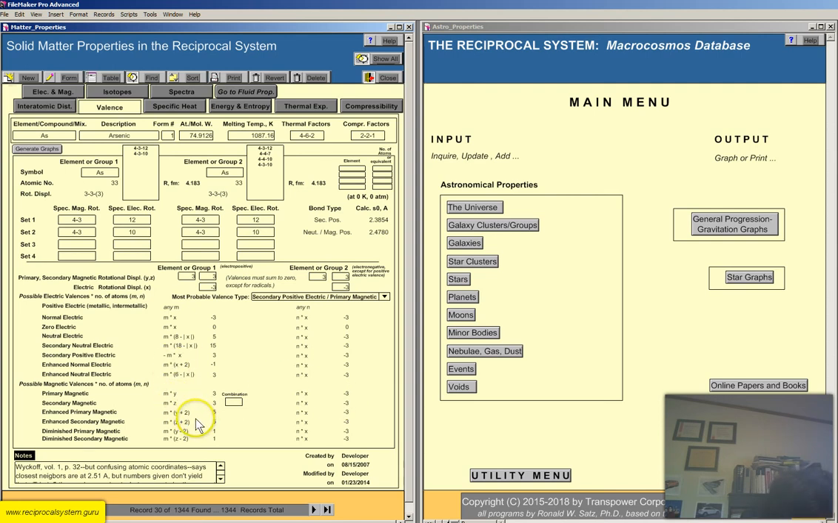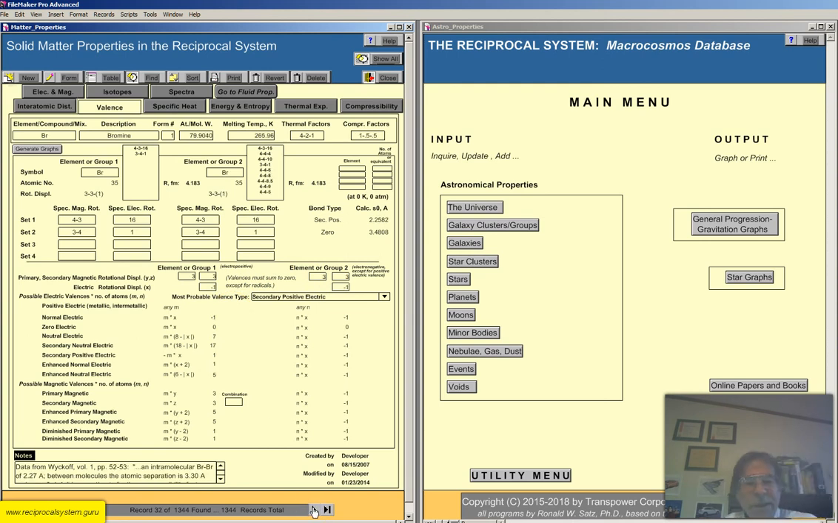So we have the y and the x's, and we have m and n. Let's keep going. There's selenium, secondary positive electric. Let's see, where is that? Here, -m times x is 2, n times x is -2. So there we go.